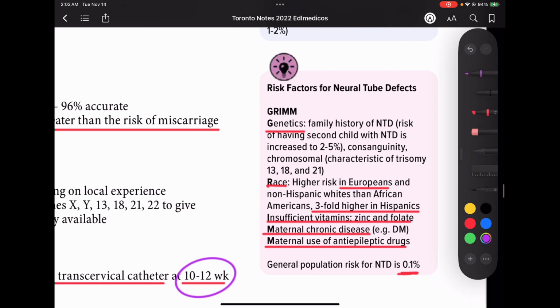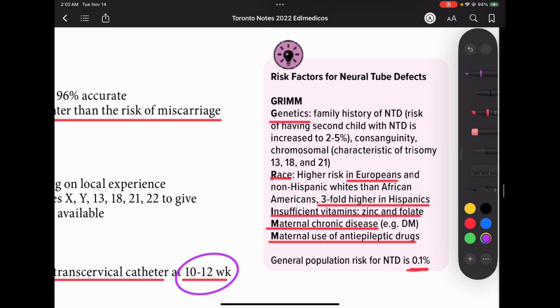Okay, moving forward, talking about neural tube defects, which we can detect using amniocentesis. What are the risk factors? What would be the indication for going for screening, and how would we know the risk factors? So it could be genetic. There might be a family history of neural tube defects. The risk of having a second child with a neural tube defect is increased by approximately 2 to 5%. And then consanguinity, and then chromosomal problems.